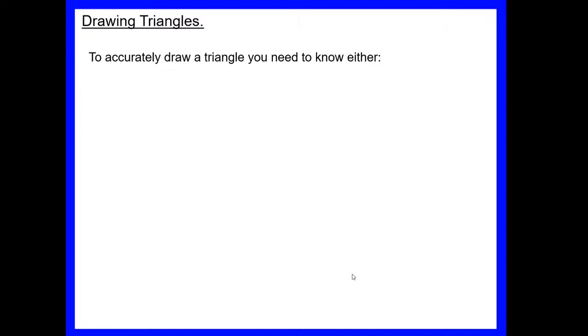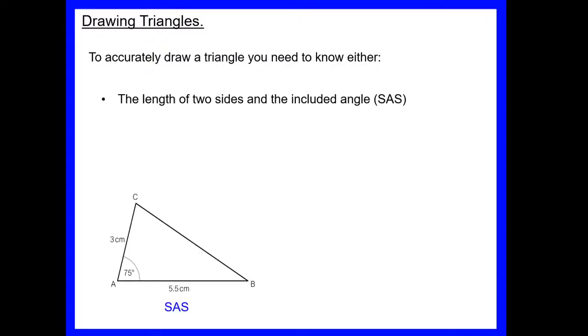Okay, so to be able to draw triangles accurately, there are some things we need to know. We either need to know the length of 2 sides and the included angle in a triangle, an SAS triangle. For example, this one here, we're told this side is 3 centimetres. We've got our angle of 75 degrees and another side of 5.5 centimetres. So SAS, side, angle, side, where the angle is the included angle, meaning it's between the 2 sides that we know the length of.